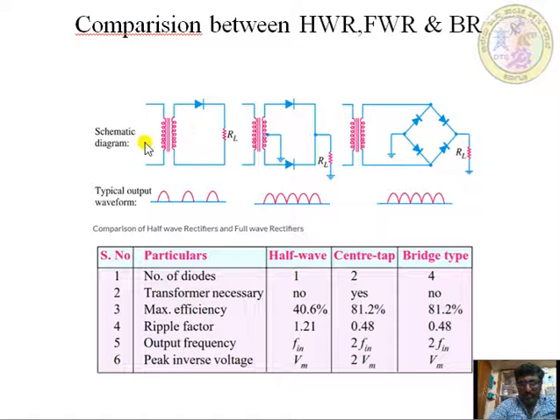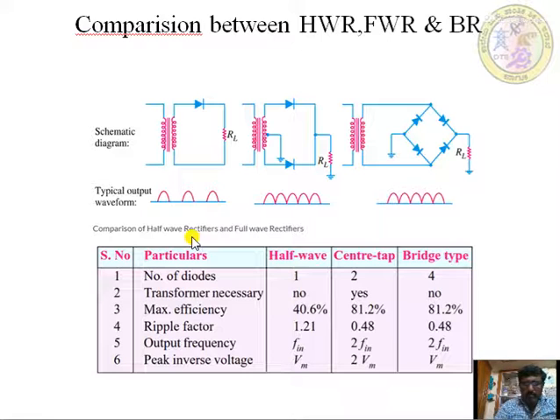So the schematic diagram of a half wave rectifier, full wave rectifier as well as the bridge rectifier. In the half wave rectifier, the output current is formed only during the positive cycle, but in the full wave rectifier we get spikes for both the positive and the negative cycles. For the bridge rectifier also we are getting the same pattern.